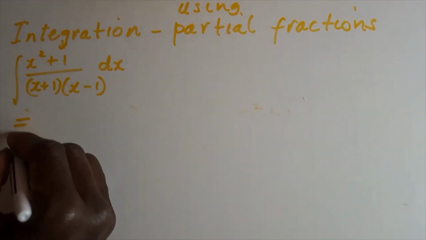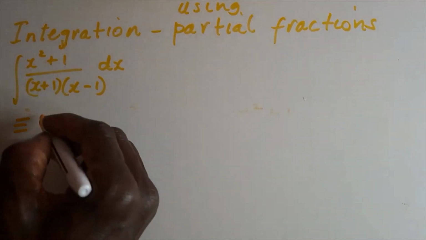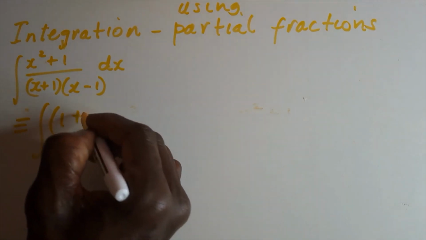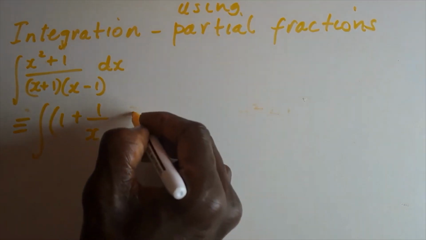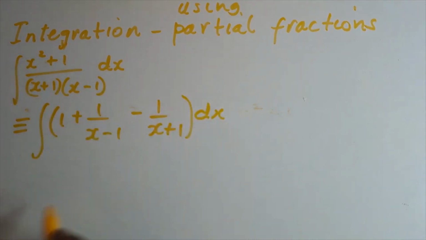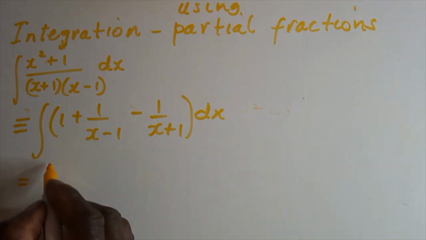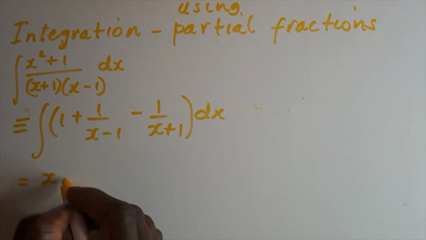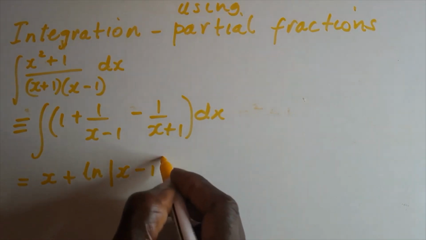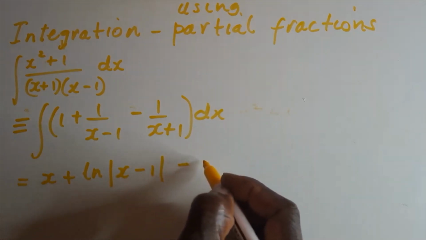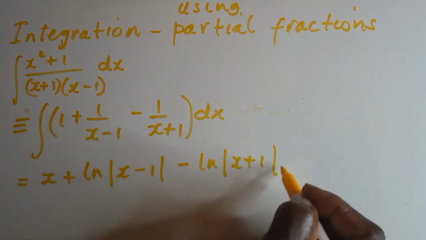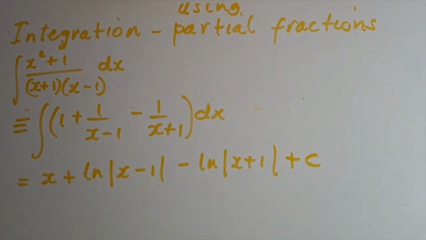And now we can write that the integral of this is the same as the integral of 1 add 1 over x minus 1 minus 1 over x add 1 dx, which is equal to, integrate 1, we have x, we have ln x minus 1 minus ln x add 1 and the constant of integration.